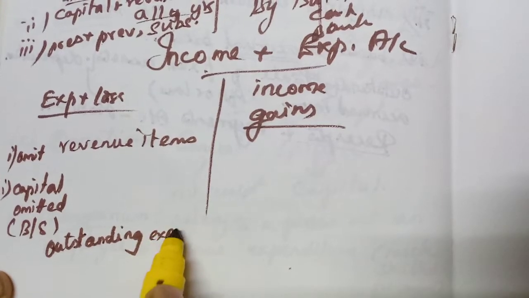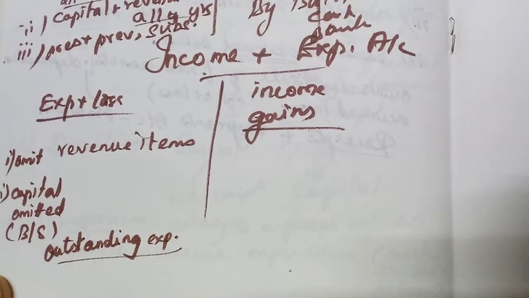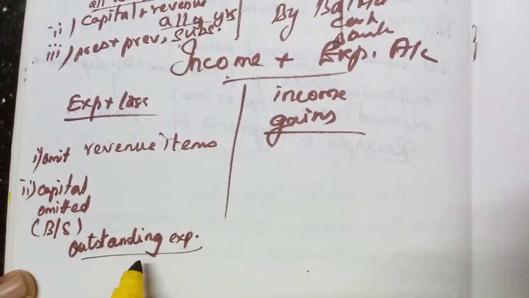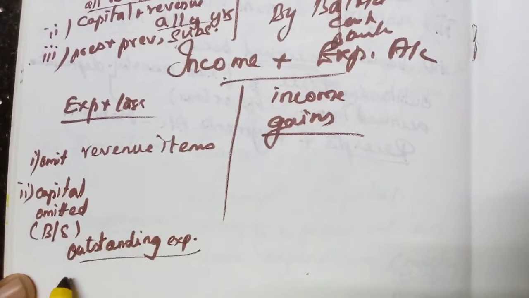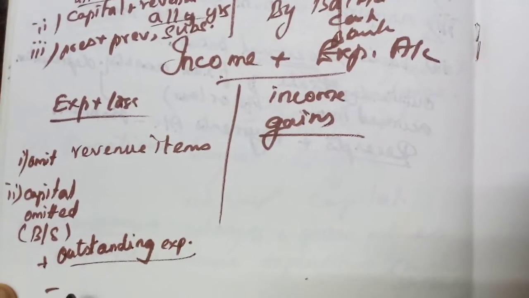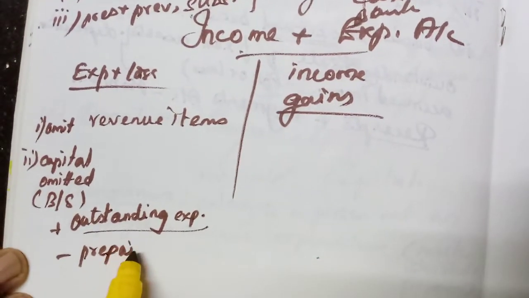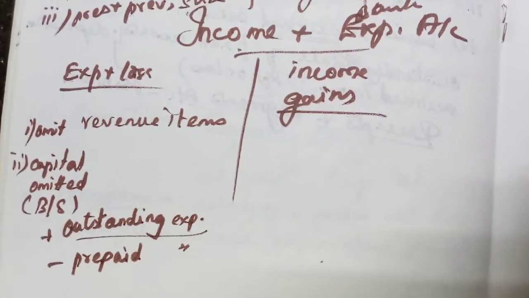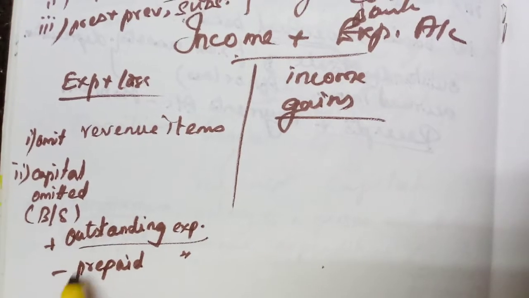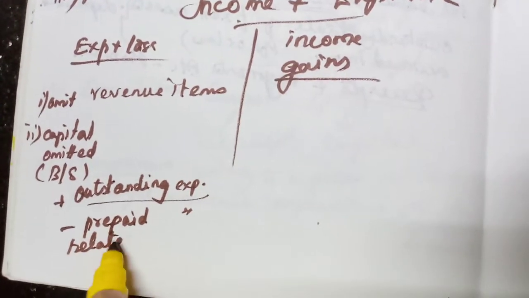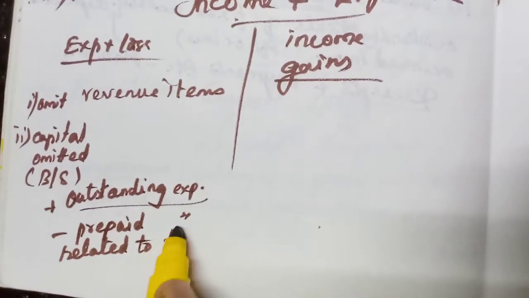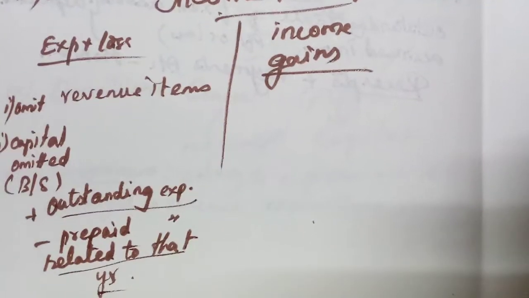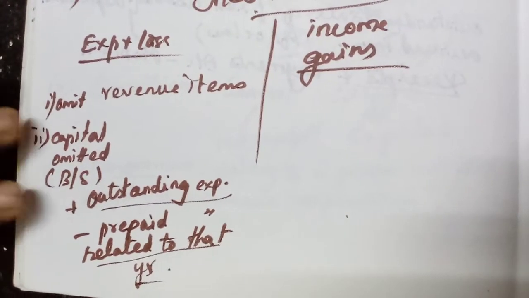If there are outstanding expenses remaining of 1,000, that should be added along with that particular expenditure. Or if prepaid expenditure is included in the actual payment, then we should deduct that prepaid expenditure. So we have to make adjustments regarding the prepaid and outstanding. Only the expenditure pertaining to that particular year should be entered, but not the previous year's expenditure or the next year's expenditure.